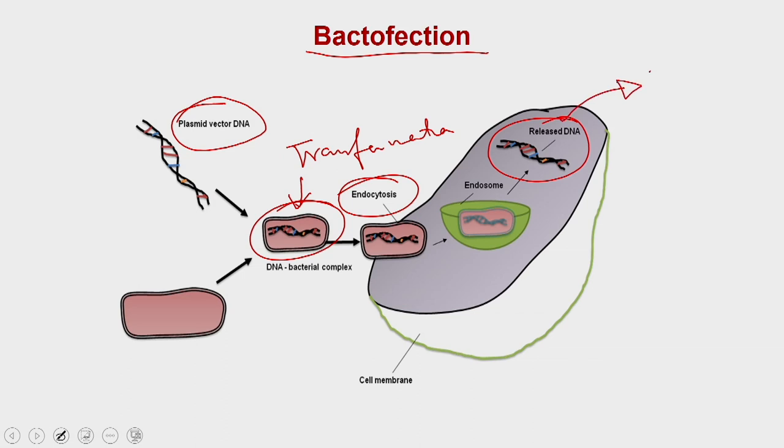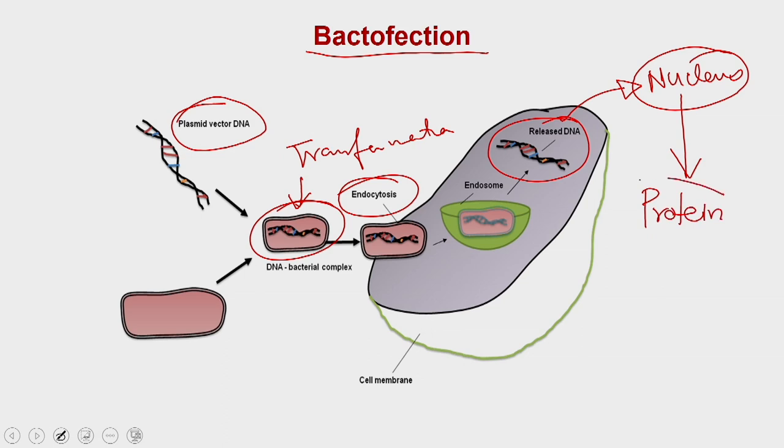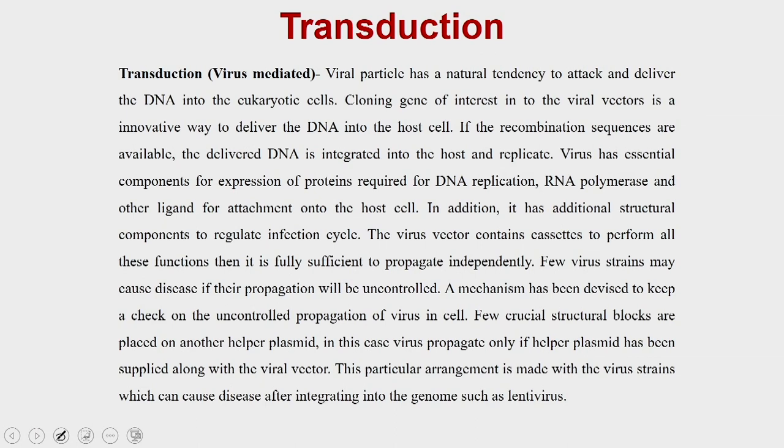In either of these scenarios, the released DNA reaches the nucleus and expresses the gene, and that will produce the protein. Now let's move on to the next approach. The next approach is called transduction.